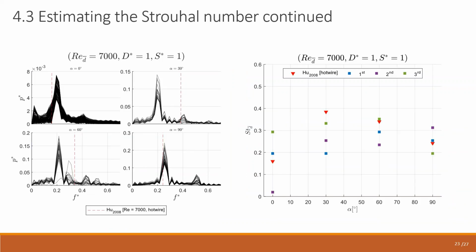We take the power spectra from the probe locations with the highest intensity of pressure oscillations, and we choose to identify the first 3 peaks of each spectrum as the Strouhal number. When we compare the Strouhal number with that of Hu et al., we tend to see that the first and third frequencies have a strong correlation to the literature values.